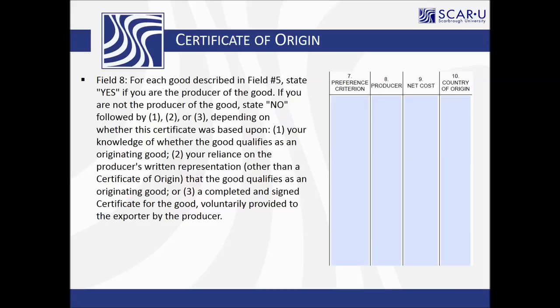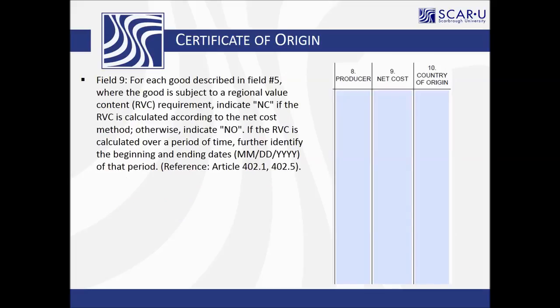Field 9, net cost. We'll go back where we talked about transaction value and cost. For each good described in field 5, so each one of those part numbers, where the good is subject to a regional value content requirement. So this is only if in the tariff book it says it needs to meet a value requirement. If you used NC, if you did net cost, or no, if you didn't use net cost.